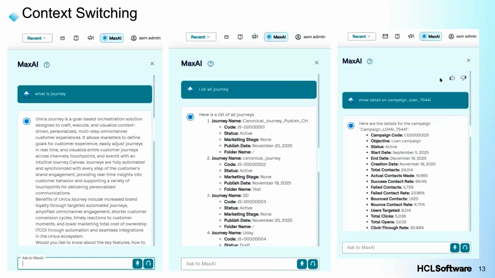And then context switching. This is what's really exciting. This is moving in the direction we're trying to move in order to get additional value out of MaxAI. In this example, you can see the user is starting with a question about journeys, where it's going through documentation, and then they're asking about information in the system. So this is report or system data insights, and then they're asking about different detailed information in the system for a different section of it. So you have three very distinct conversations that have all been asked here.